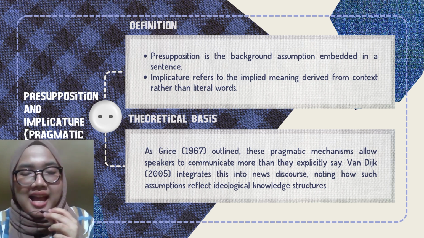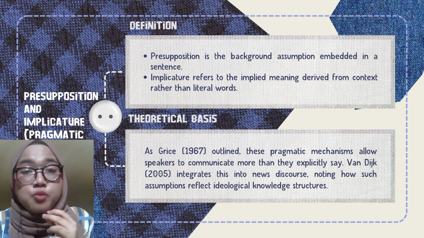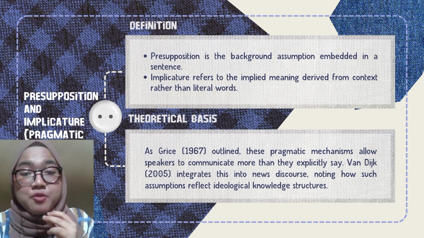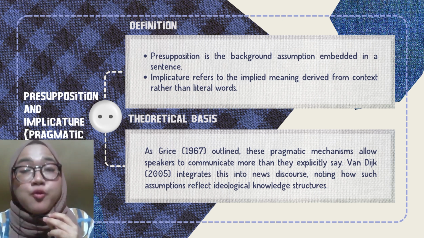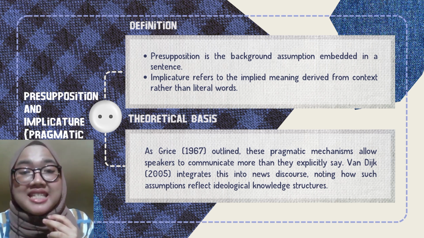The third aspect is presupposition and implicature, the pragmatic feature. The definition of presupposition. Presupposition is when a sentence includes an assumption that the writer expects the reader to accept as true even though it's not actually stated or proven. The definition of implicature is when the writer implies a meaning that's not directly said but is understood based on context, tone, or background knowledge. Both are part of pragmatics, meaning that they rely on how language is used in real situations to communicate more than what's on the surface.